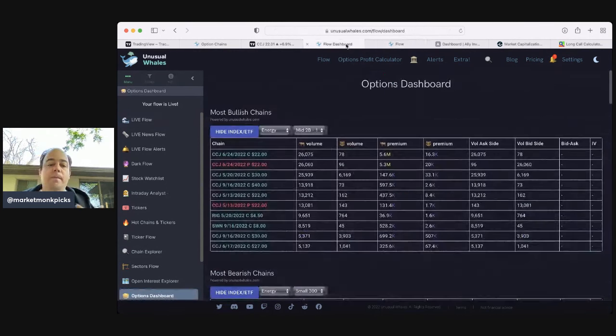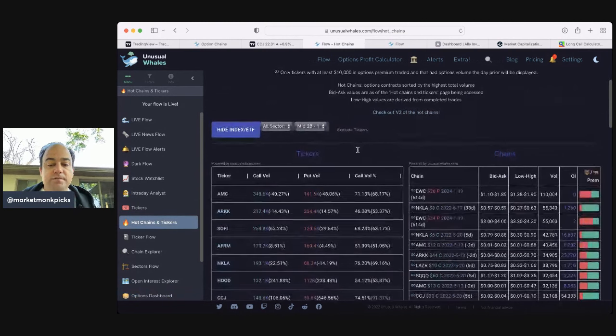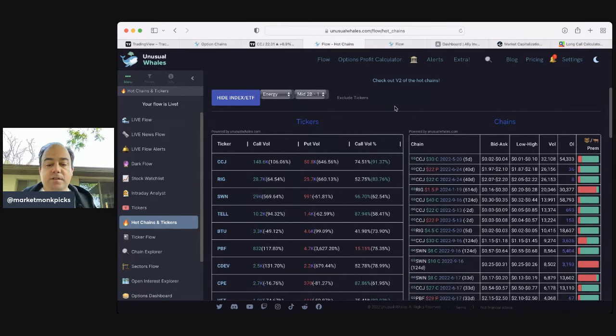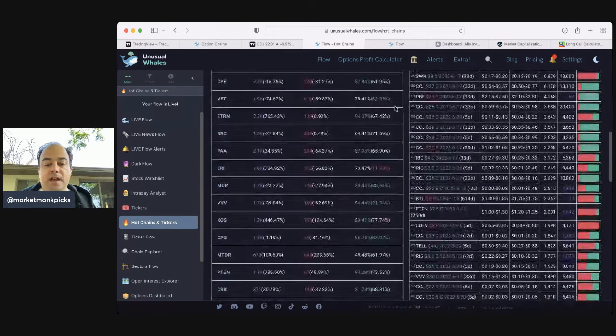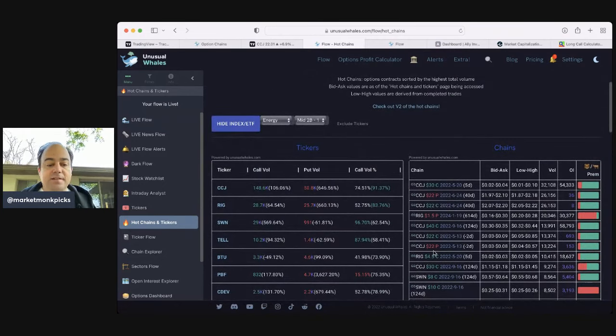Okay, so back to market cap. The reason I wanted to talk about this is because a lot of my ideas for trades come from filtering by market cap on the various tools that Unusual Whales has, and in Hot Chains they have it as well. You can look at mid caps for everything, mid caps for particular stocks, and again you can see here CCJ just completely dominating this list.